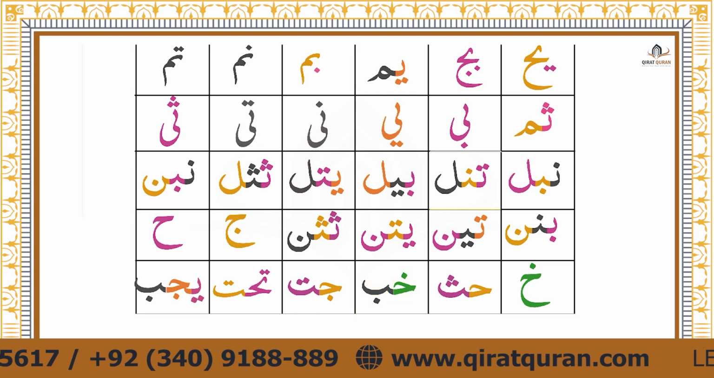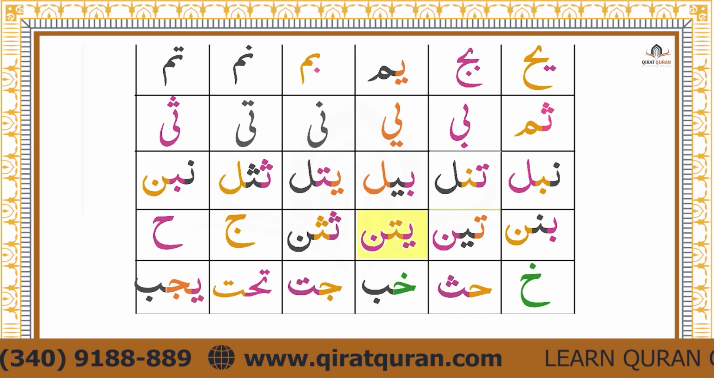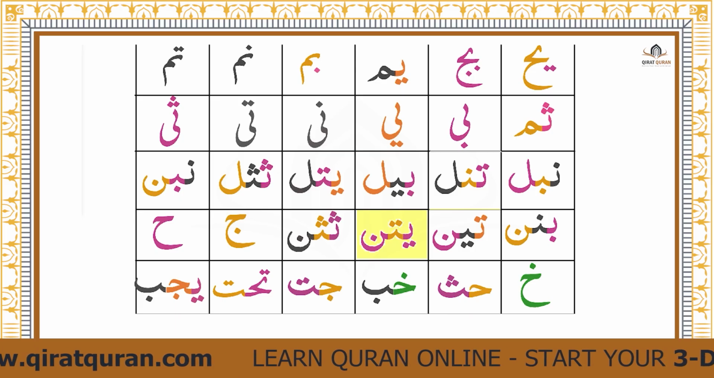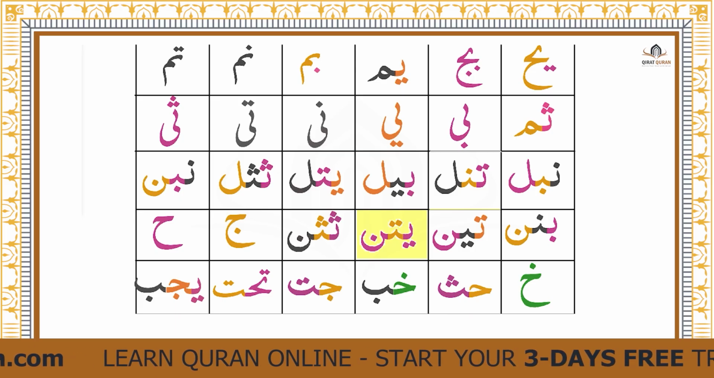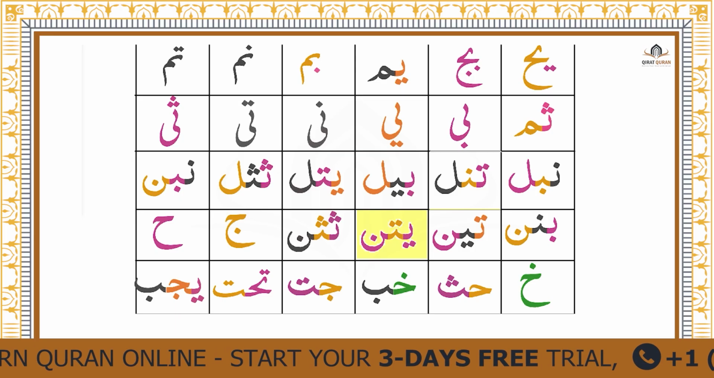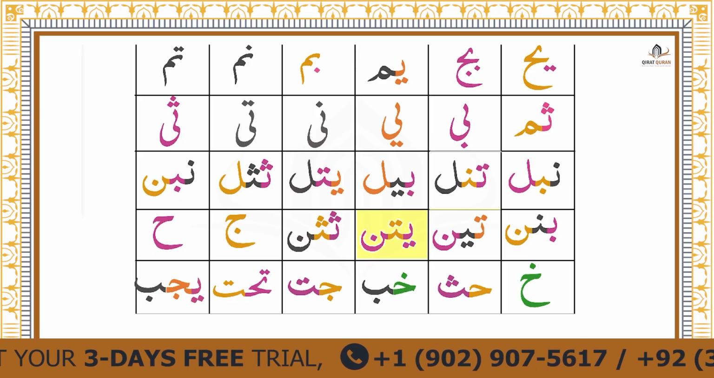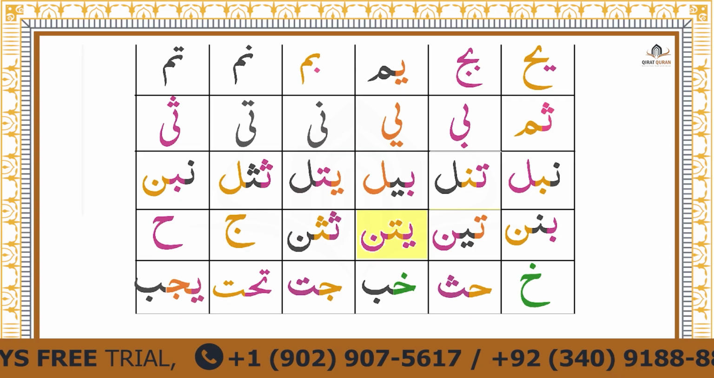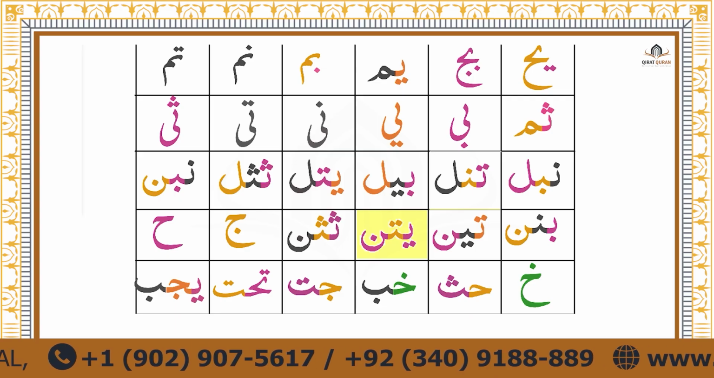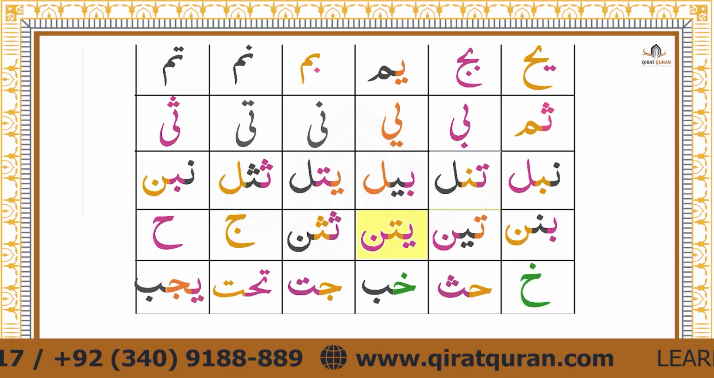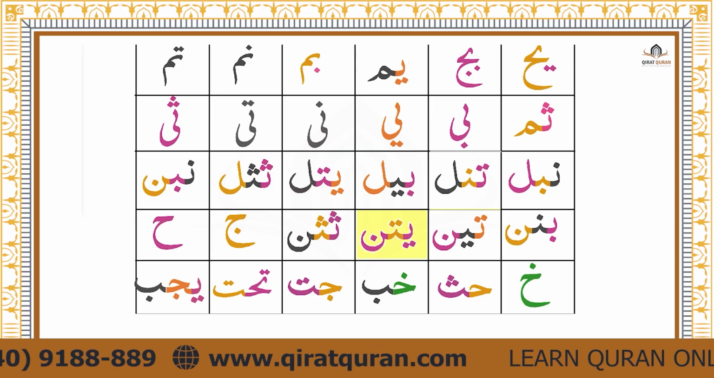Then the next one, first letter has two dots at the bottom, so it is Ya. Then the second letter, it has two dots at the top, so it is Ta. And then the third one is Noon. Ya, Ta, Noon.